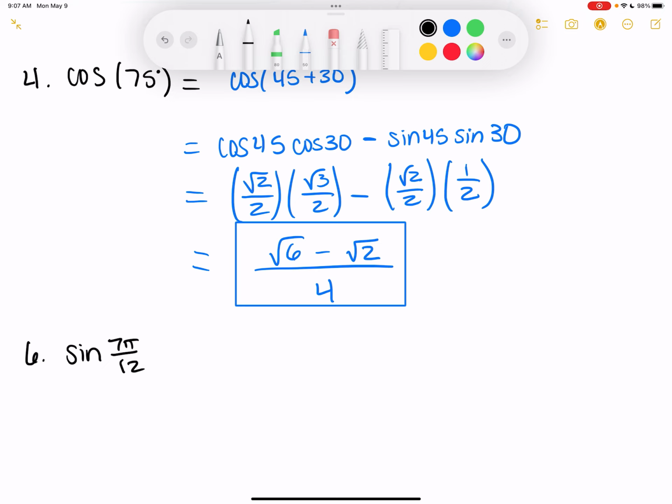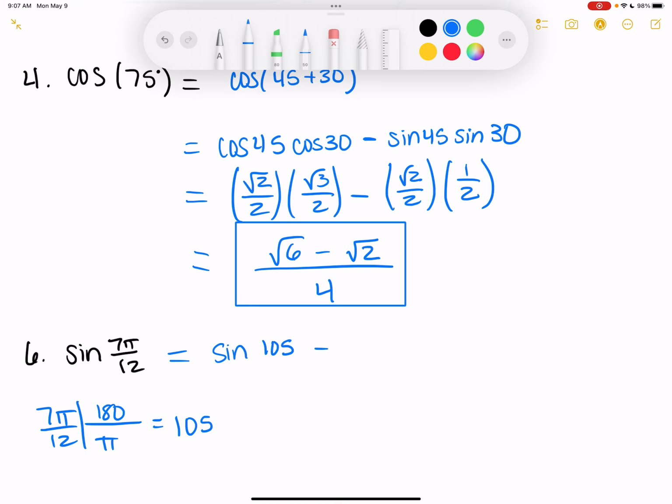So how do I do that? 7 pi over 12 times 180 over pi. Yeah. And then calculator, guys. I'll just tell you it's equal to 105. Terrific. So the sine of 105, not something that we know.